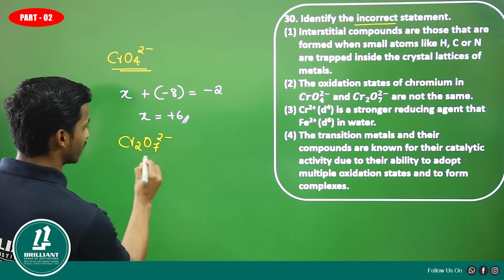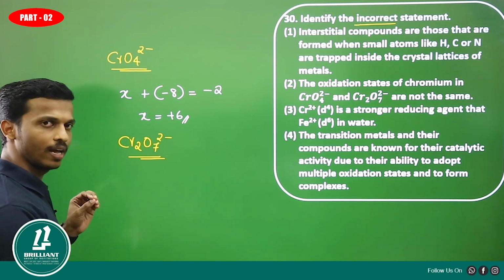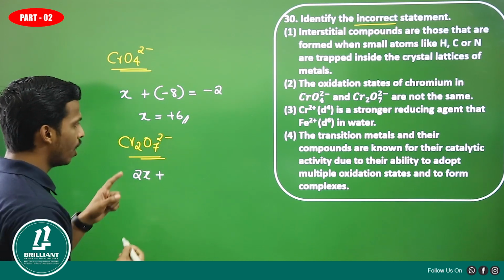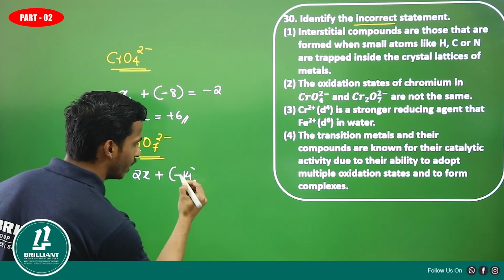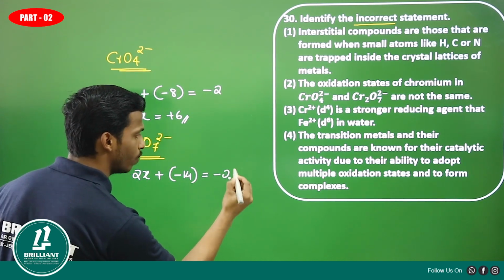Cr2O7 2-. Let's calculate the oxidation state here. Chromium, let me take X. There are 2 chromium, therefore 2X, plus 7 oxygen at -2 each, which is -14. Overall equal to -2.